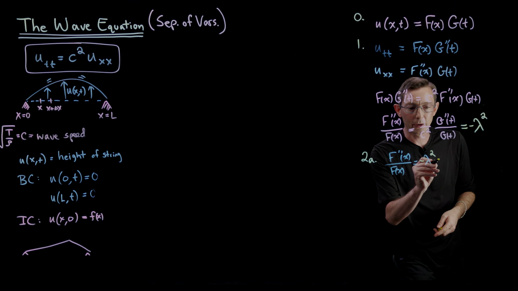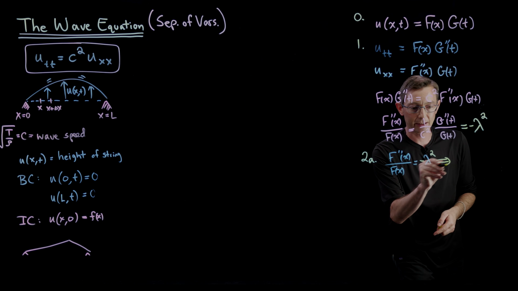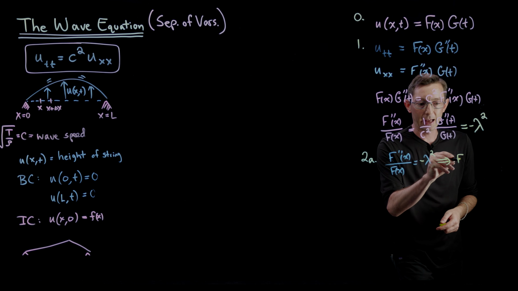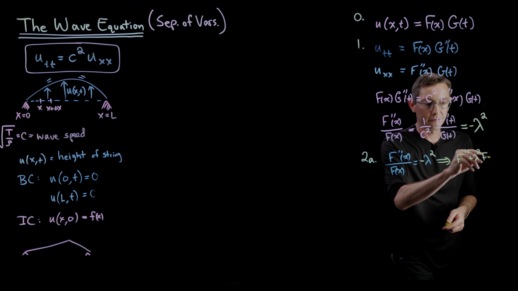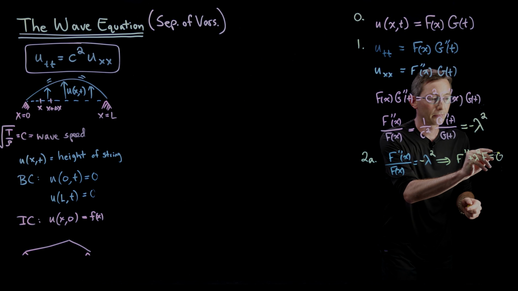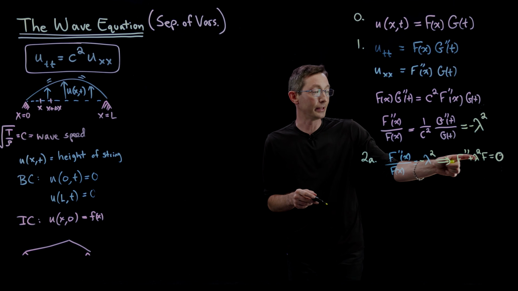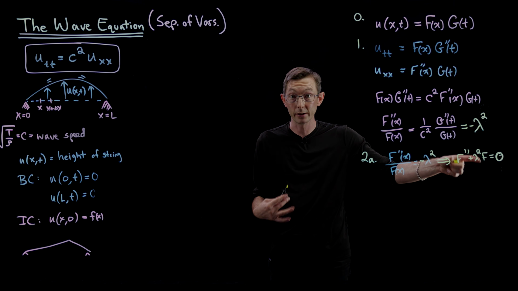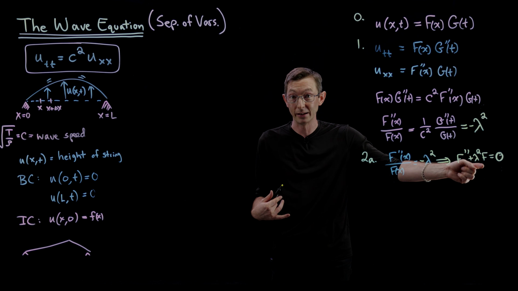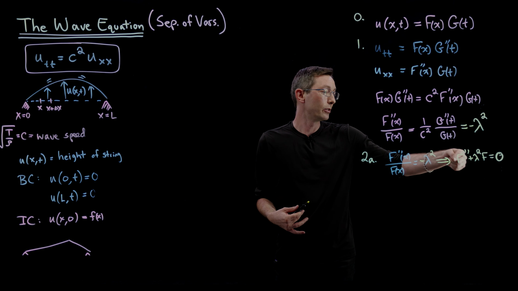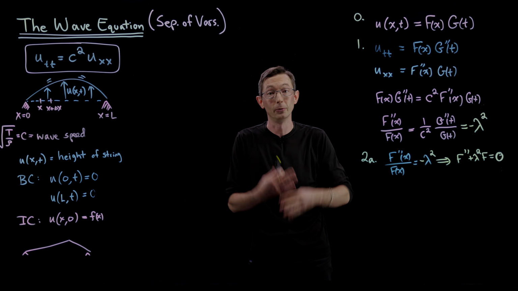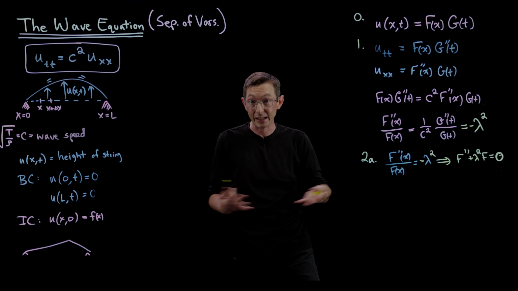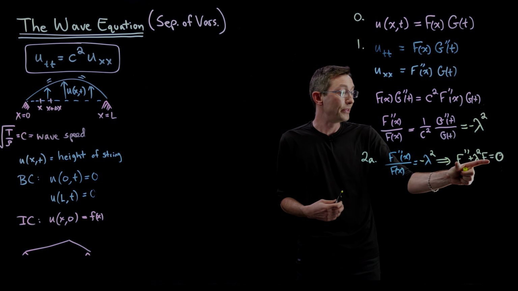Okay, so what we have here, and I'm just going to switch back to yellow, is f double prime plus lambda squared f equals 0. Since this is not a partial differential equation, this is an ordinary differential equation. It has one independent variable, x. And so this ordinary differential equation is easy to solve. We know how to solve second order linear differential equations.